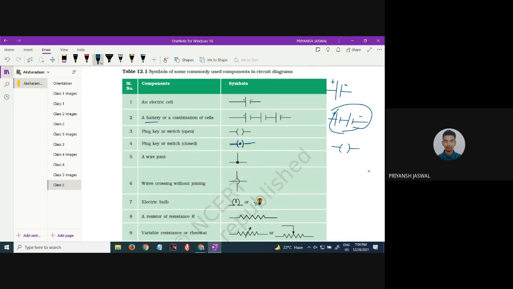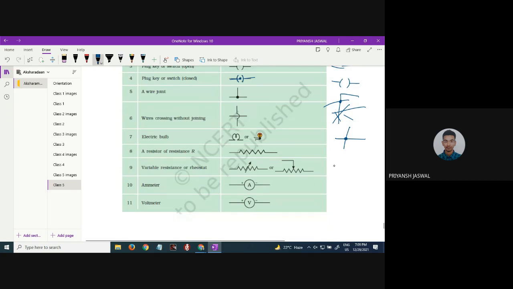A wire joint. Suppose there are many wires passing through in a circuit, so it will become tedious. So to show where the wire is connected, the symbol is you can just make a dot over the overlapping of two wires, and it will tell the wires are connected here. And if we don't want to connect the wires, then you can simply draw like this, or you can make a hook around this wire showing that it is going over it, not joined there.